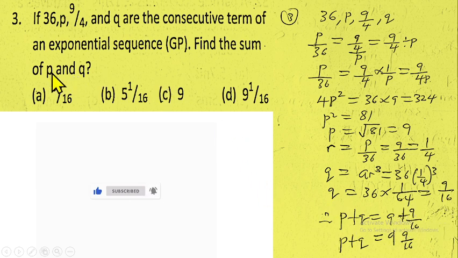And we have to sum them together. So p plus q will give us 9 plus 9 over 16. If you add them together, that should give us 9 whole number 9 over 16. So technically, none of the options provided is correct. So I think that's an omission or a mistake made when typing the question.